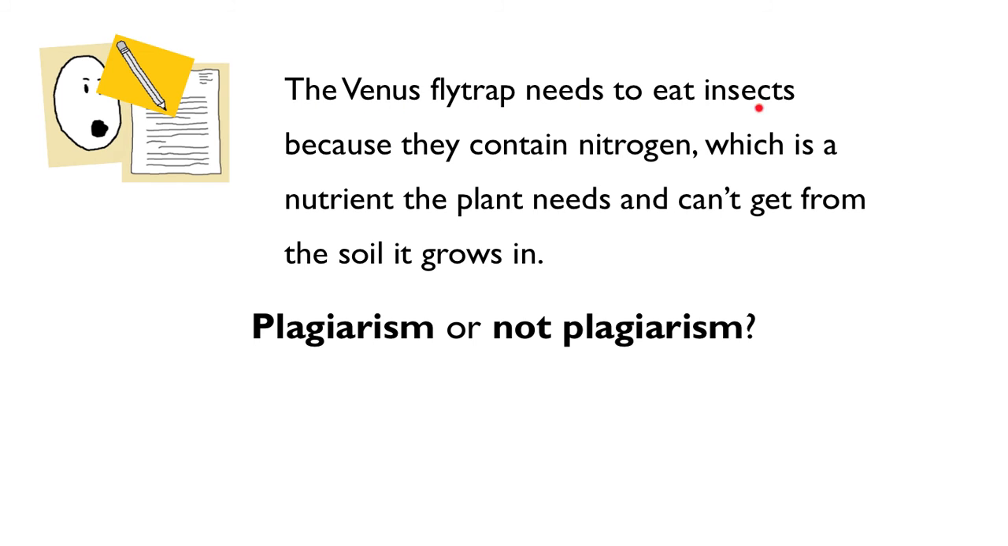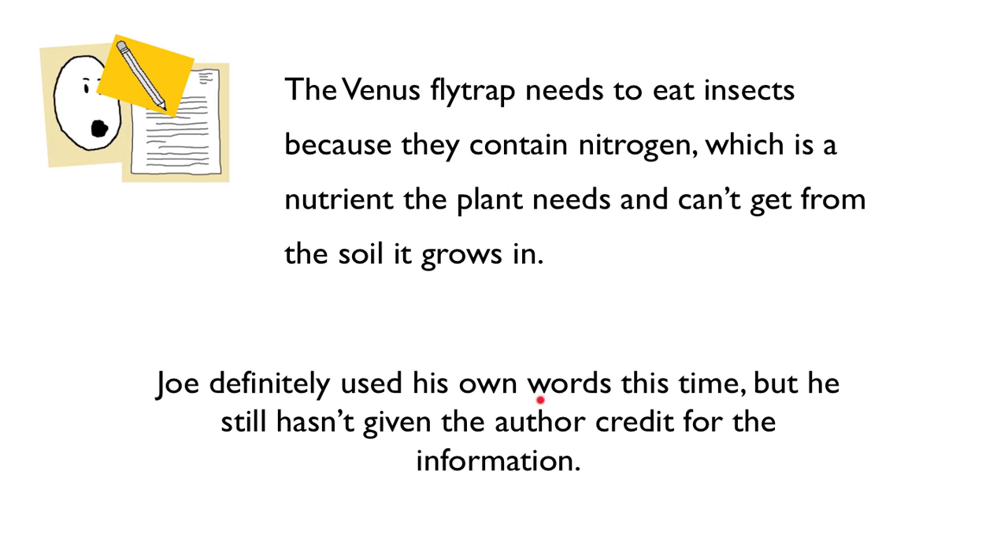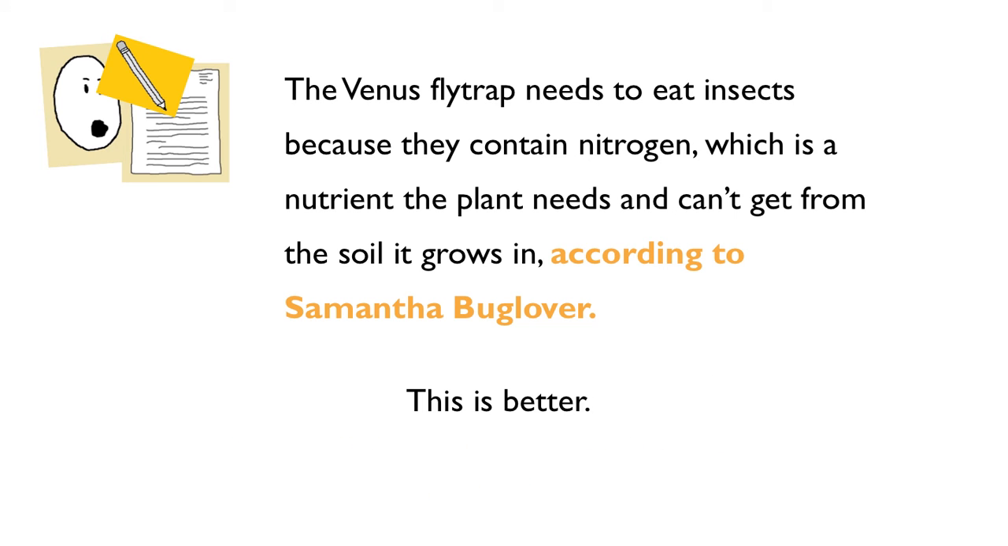How about this one? The Venus flytrap needs to eat insects because they contain nitrogen, which is a nutrient the plant needs and can't get from the soil it grows in. Plagiarism or not plagiarism? Not plagiarism, sort of. Joe definitely used his own words this time, but he still hasn't given the author credit for the information. Now, it reads the same here, but we've added this little bit of yellow lettering. So we've said, according to Samantha Buglover, and this is better. It gives credit to the author.